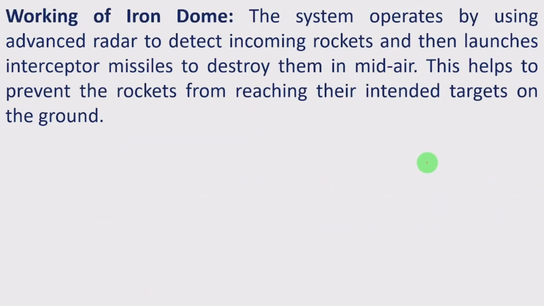Working of Iron Dome: the system operates by using advanced radar to detect incoming rockets and then launches interceptor missiles to destroy them in midair. This helps to prevent the rockets from reaching their intended targets on the ground.